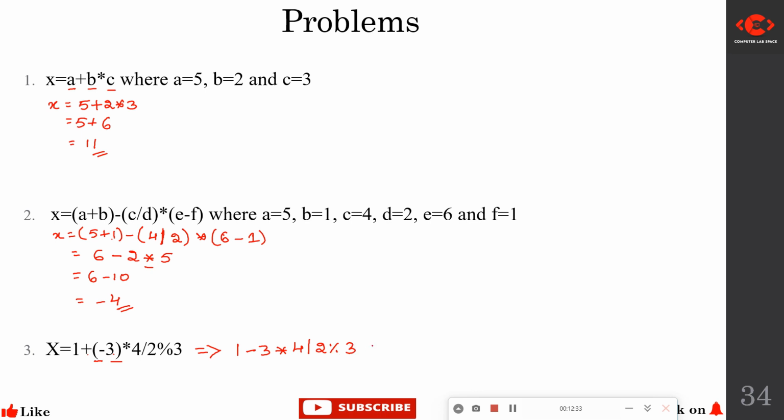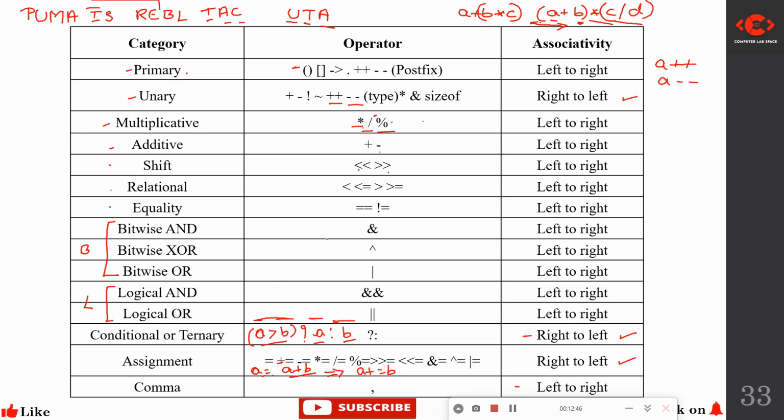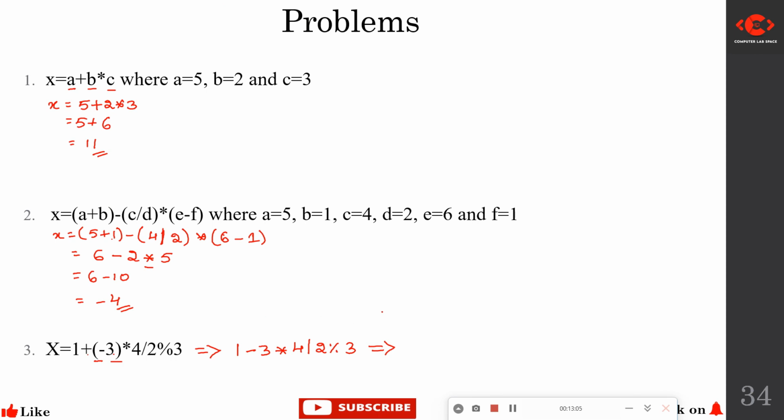Once you become familiar, you can solve it here itself. Now, 1 minus 3 into 4 divided by 2 mod 3. If you look at the precedence table, you will see that the multiplication, division and modulus symbols all three have the same priority. So when we have this, we need to go for the associativity, and here the associativity is left to right. So come back to the problem.